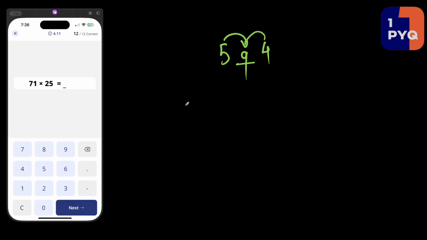71 into 25. See, this is how things really help. This is 4 ones are 4, 31. 4 sevens are 28. Another 3.